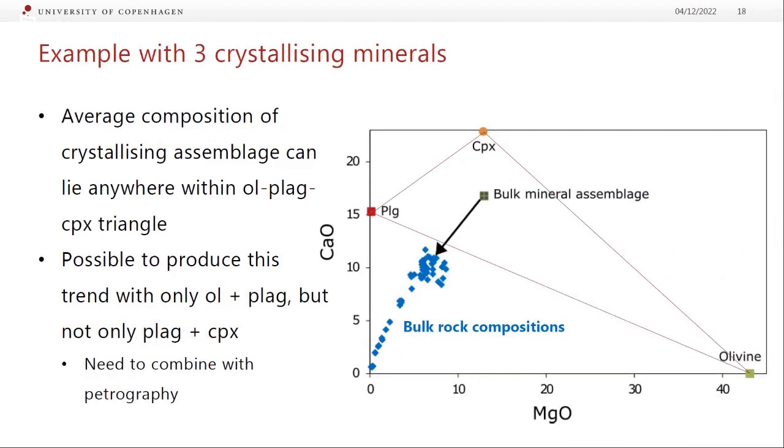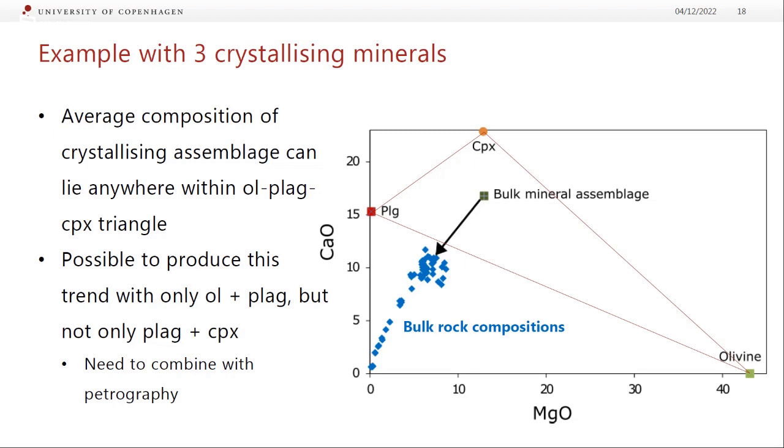We can have more than two minerals crystallizing, so if we have three, then again it's the same weighted average crystallizing composition. So if we have olivine, clinopyroxene, and plagioclase crystallizing, then the bulk composition of the mineral assemblage can lie anywhere inside this triangle. So if it was 90% olivine and 5% of the other two, it's going to be somewhere down here. If it's 95% clinopyroxene, it's going to be somewhere up here. If it's 30, 30, 30, it's going to be right in the middle of the triangle.